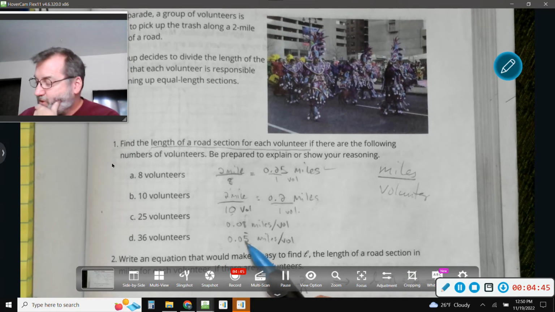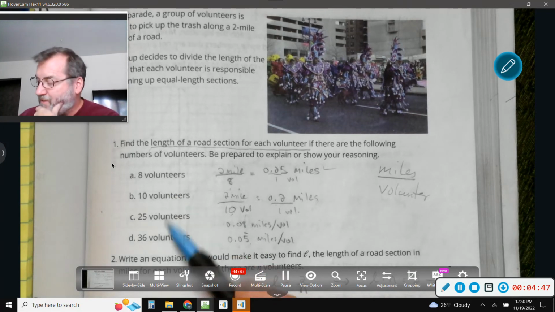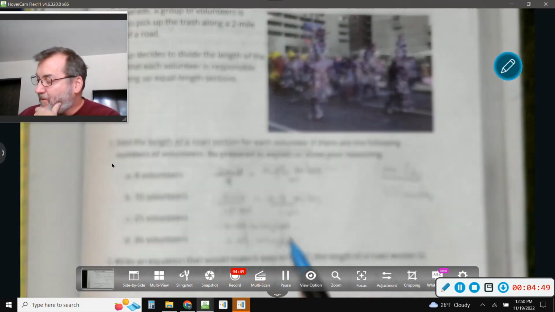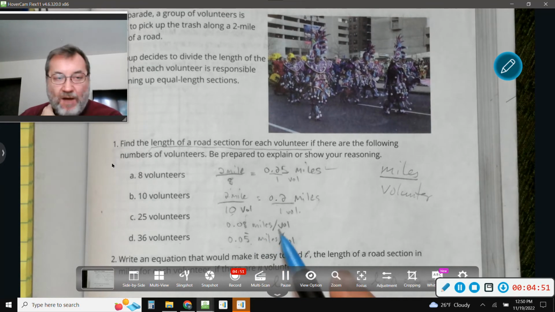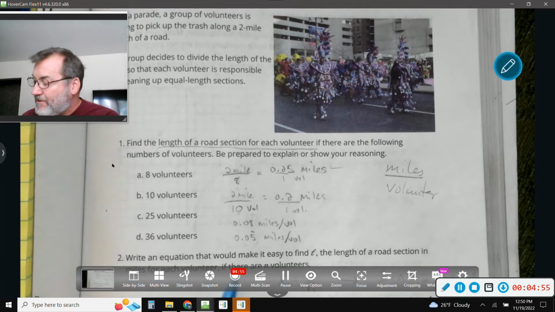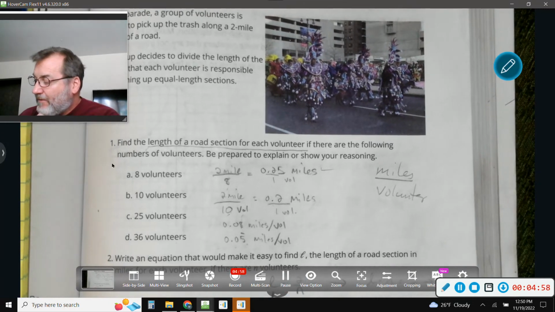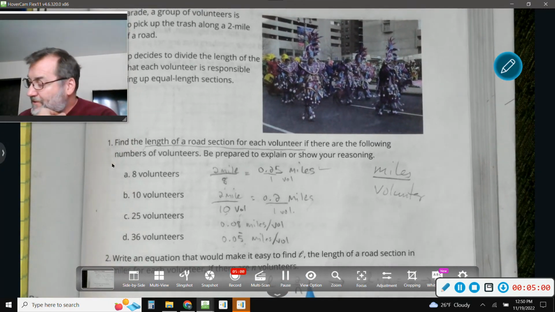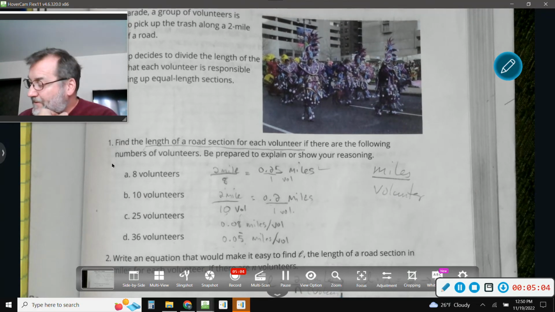Okay? So that's what's going on here. As you increase the number of volunteers, the number of miles per volunteer just keeps dropping. So what they do here is write an equation that would be easier to find L. Well, L equals 2 over N, where the unit of L is miles and N is volunteers.